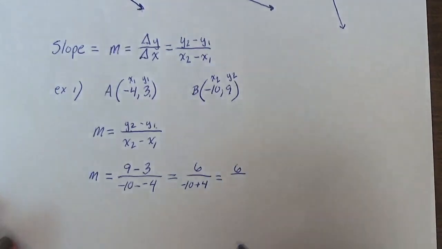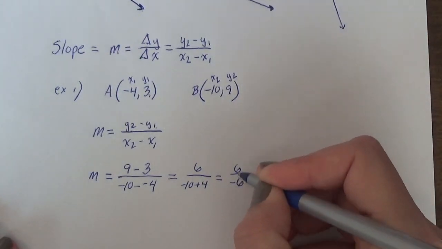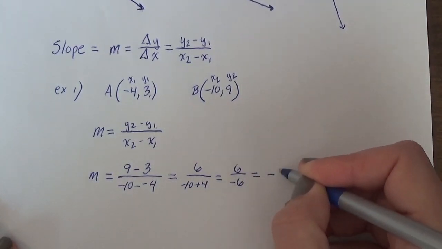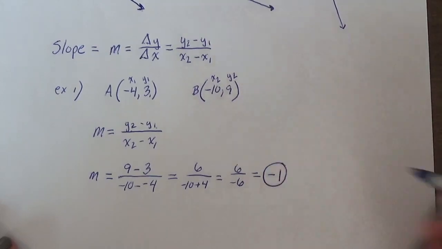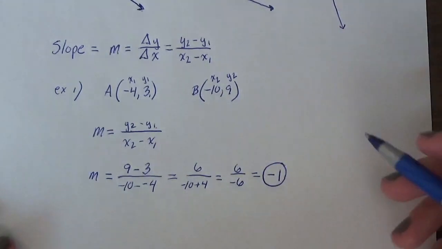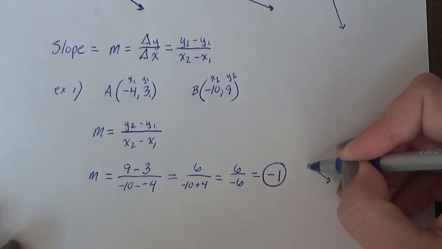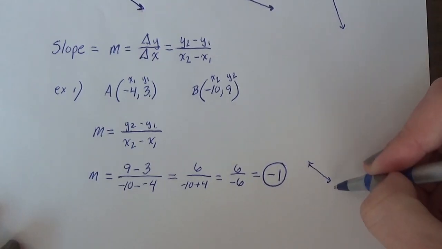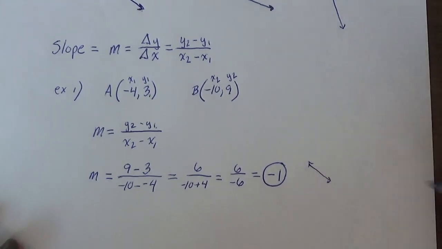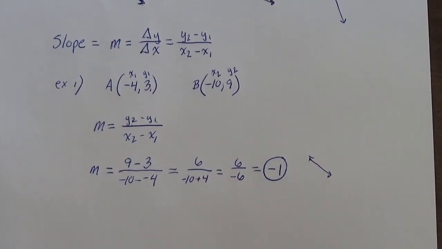Negative 10 plus 4 is negative 6, and we can divide that and we get a slope of negative 1. So if we were going to sketch that line, it would probably look something like this. It would be going down with a slope of negative 1. All right, so that's the idea with the points.